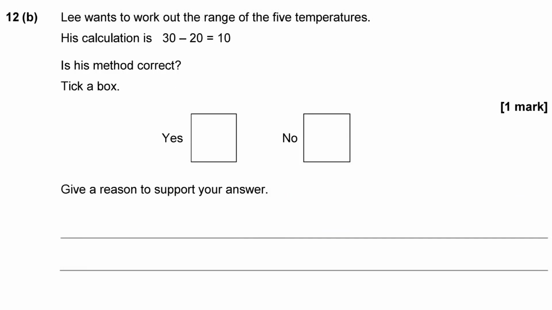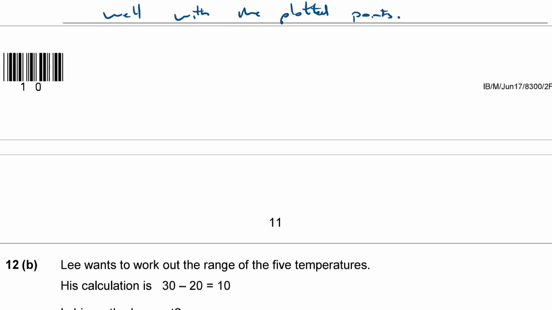Question 12b. Lee wants to work out the range of the 5 temperatures. His calculation is 30 minus 20, which is equal to 10. Is his method correct? Well, you should know that the range of any given set of data is the highest value, subtract the lowest.